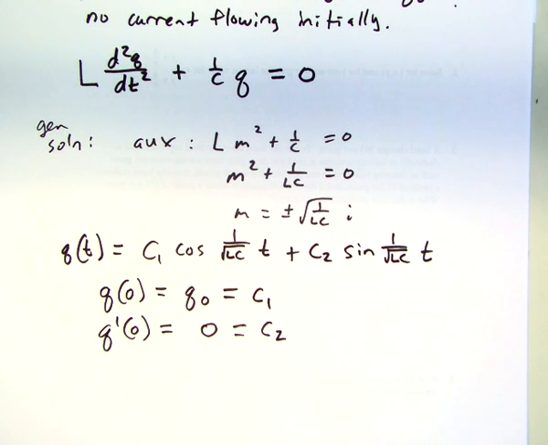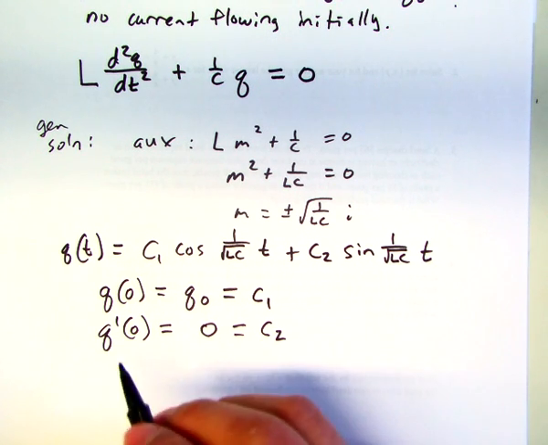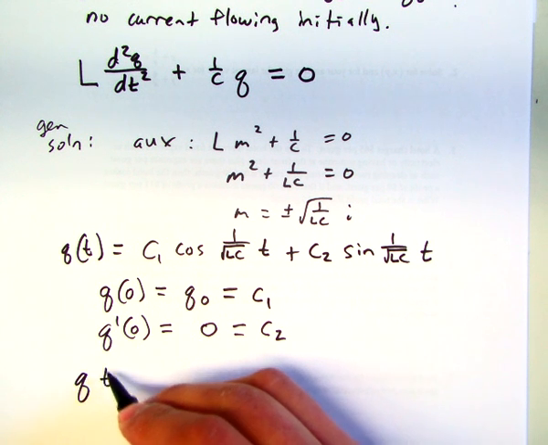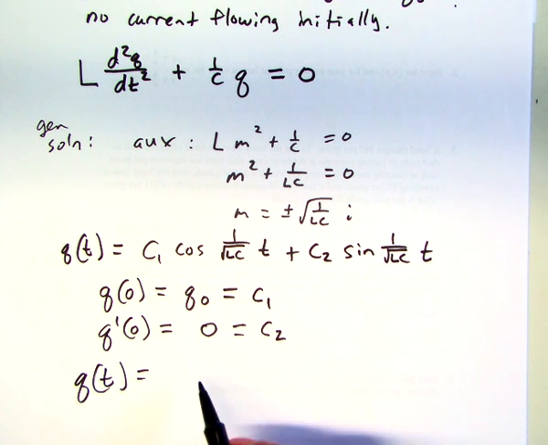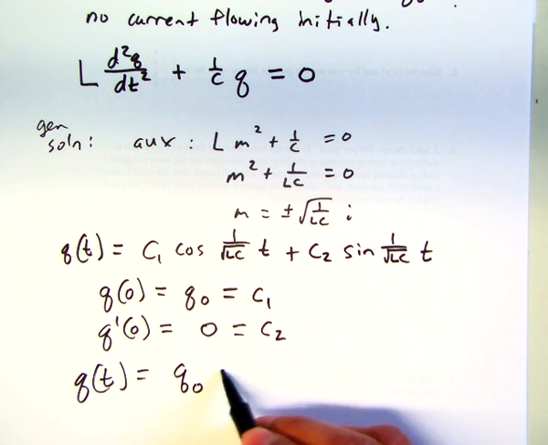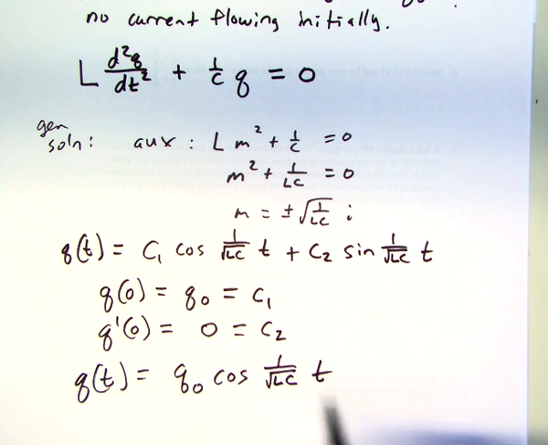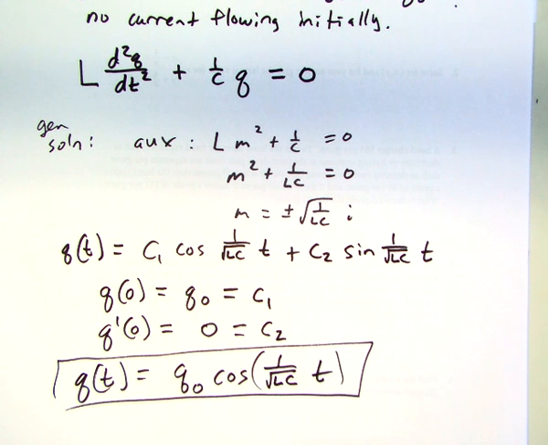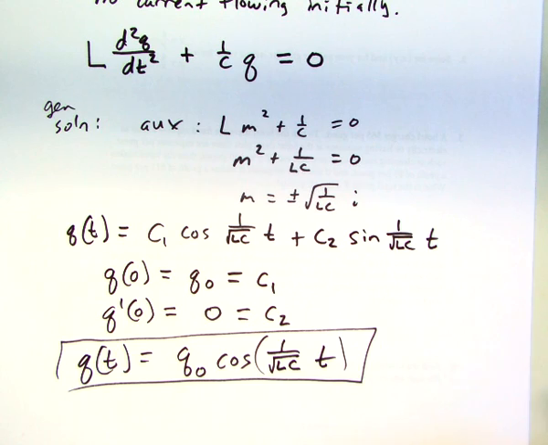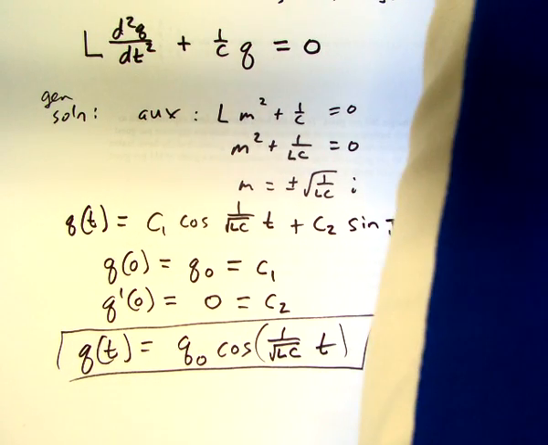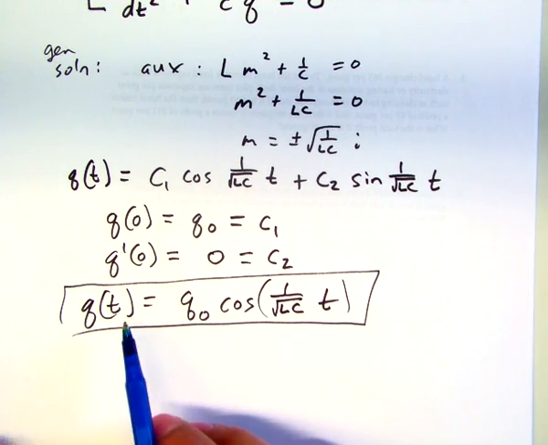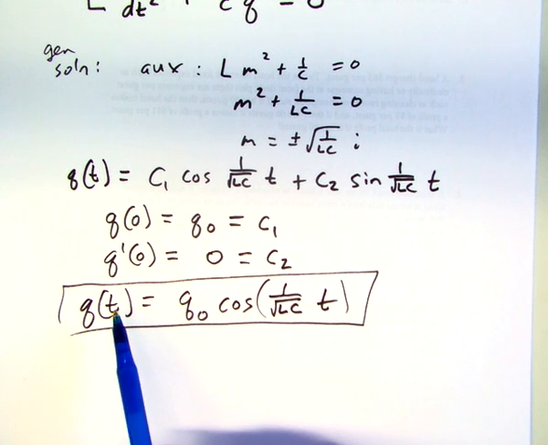Okay, so with that being said, we have our general solution. It's going to be Q naught cosine of 1 over root of L times C, times t. So we've done what they've wanted us to do. We have found the relationship over time for the charge of the system.